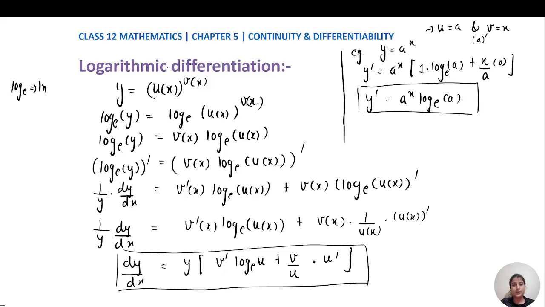Just apply our logarithmic differentiation here. It's easy to find the differentiation if your function is of the form, say, u of x to the power v of x. Then use this logarithmic differentiation formula. Now our last topic.